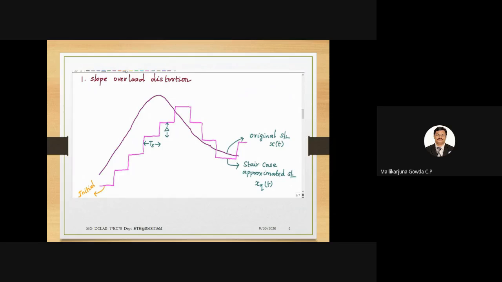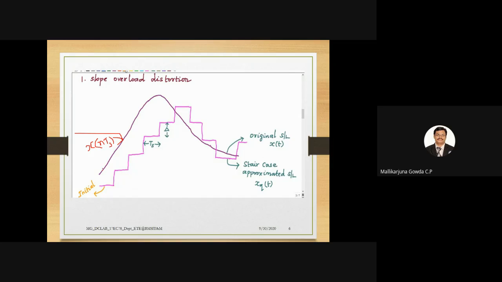See, this is my x of nTs, that is the analog signal, the original analog sample. Yes, sir. And this is my x̂ of nTs, that is the staircase approximation value. So to begin with, the first point I said is Ts, then 2Ts, 3Ts, 4Ts and so on.